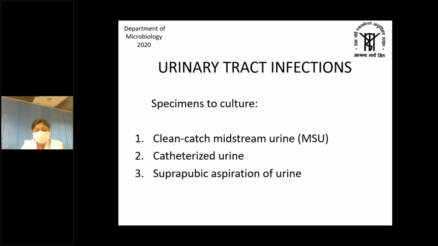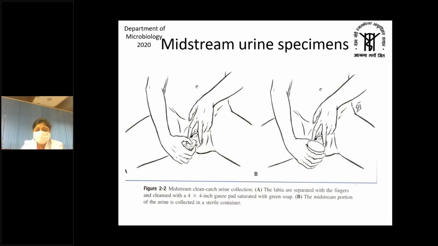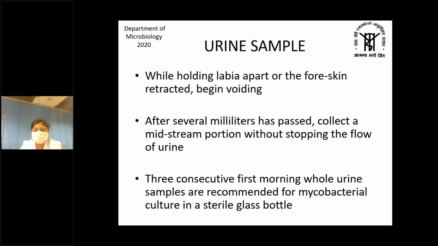Now coming to the diagnosis of urinary tract infections, there are 3 ways in which we can collect samples for culture. First is the clean catch midstream urine sample. The second is the catheterized urine, and the third is the suprapubic aspiration of urine, which may be done in children. So for clean catch midstream urine, the patient has to be educated, and after a few milliliters of the urine have passed, we have to collect the sample in a sterile wide mouth container.